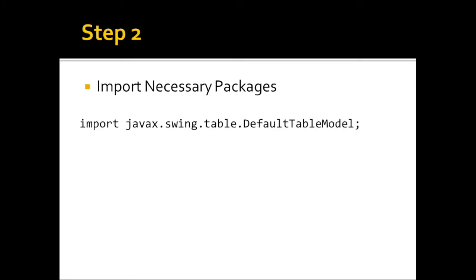Step number 2 is to import necessary packages. For this one, we will be importing the default table model package. So we just type import javax.swing.table.DefaultTableModel, and you can place this outside your main class, just before the class code for the class.